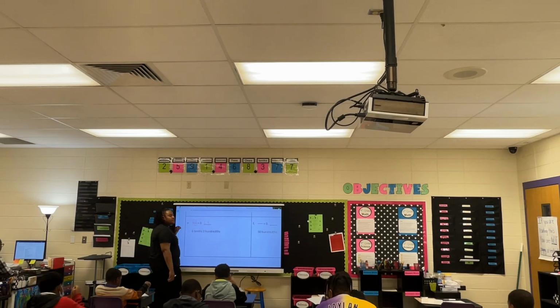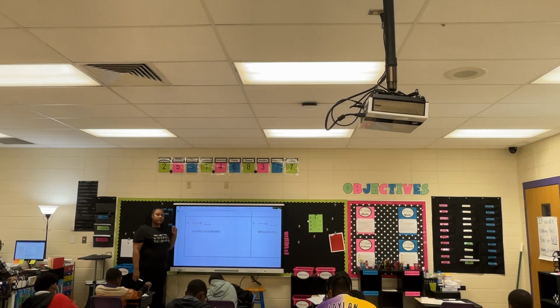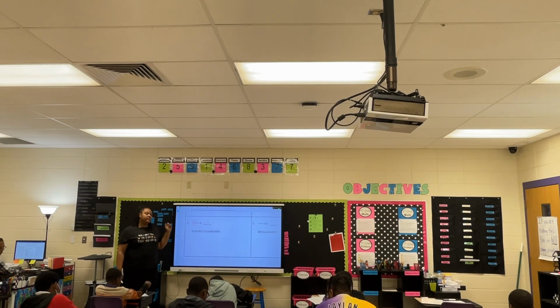How can I model this in place value? How can I model this, Jalen? How can I model this?